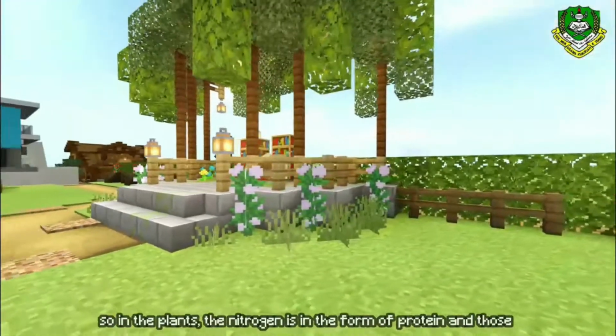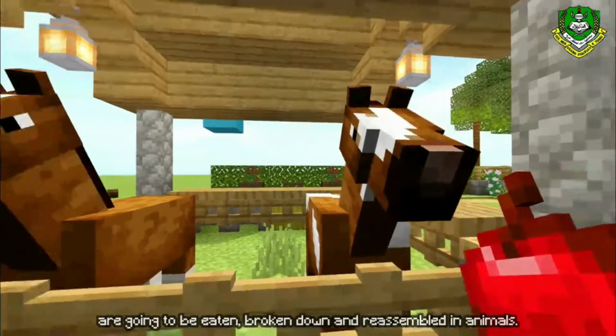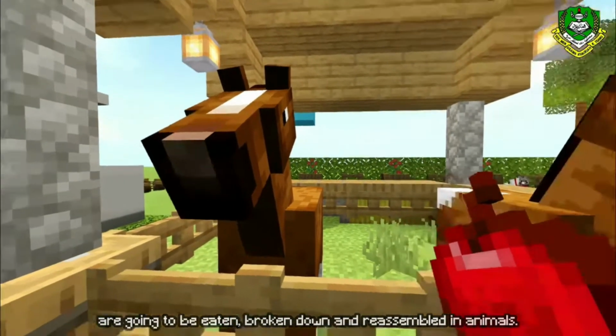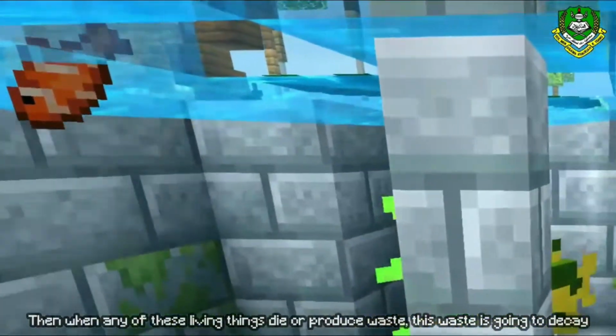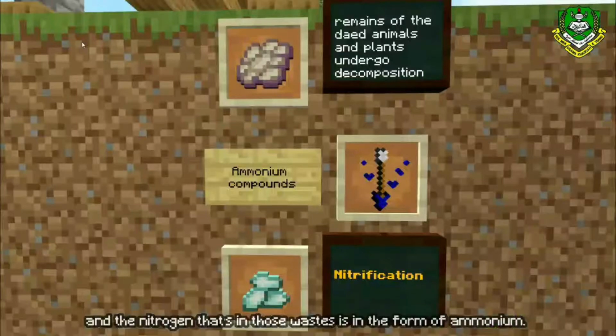So, in the plants, the nitrogen is in the form of protein, and those are going to be eaten, broken down, and reassembled in animals. Then, when any of these living things die or produce waste, this waste is going to decay, and the nitrogen in that waste is in the form of ammonium.